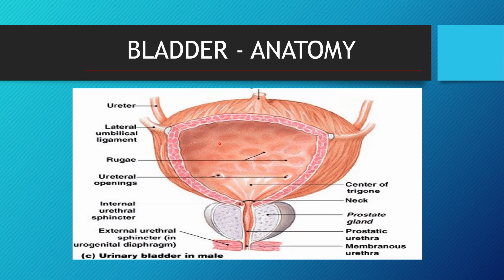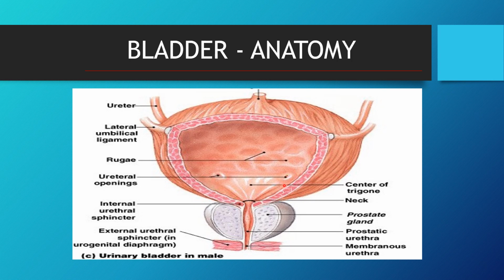This is a picture of the urinary bladder grossly in the male. You can see the parts. These are the ureters and lateral umbilical ligaments. These are the irregular folds or rugae and the ureteric openings. Inside here two openings are there. The ureters will come and open here inside. And then this is the center of the trigone.